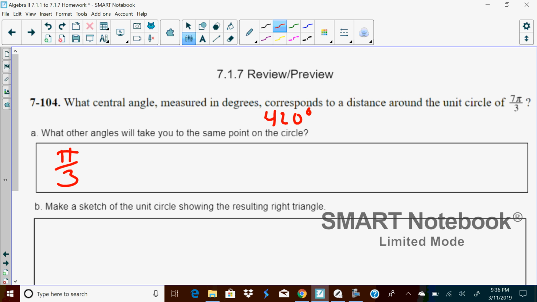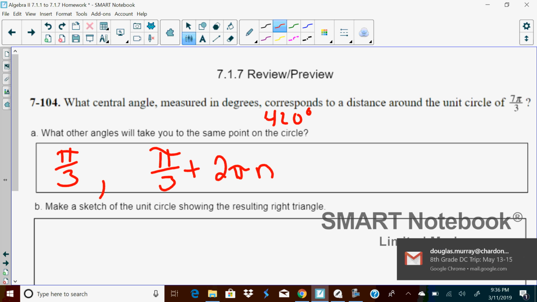because 420, if we subtract 360 from that, we get 60. And it's basically pi over 3 plus any of that. So if we continue to keep going around 2 pi, I'm saying 360 degrees each time, we're going to get the same amount. So we can actually write that as pi over 3 plus 2 pi n, where n is a whole number.